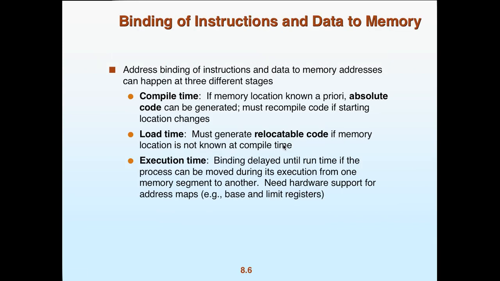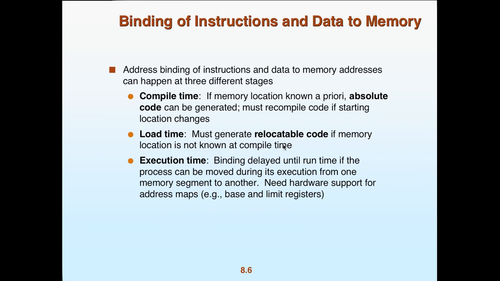So we have the binding of instructions and data to memory, which is kind of interesting. The address binding of instructions and data to memory can happen in 3 different stages. We have the compile time. This is what you get when you say integer i, float f, double d, and you have all these variables that you've defined, and you've said this is an integer, this is a float, this is a double. Each one of those variables takes up a different size of memory.